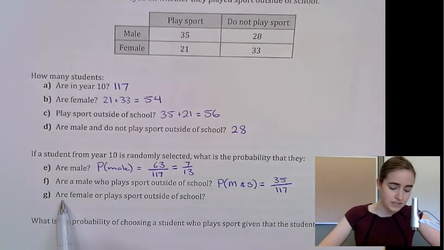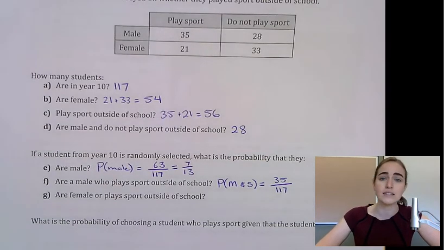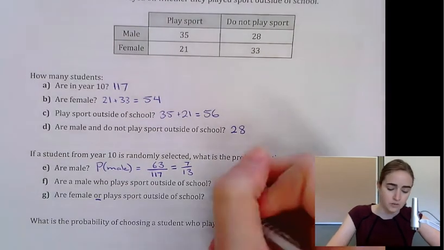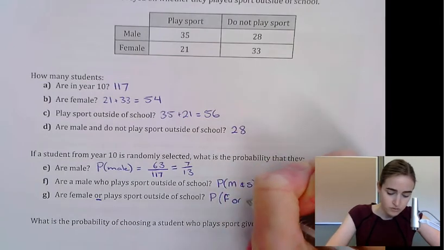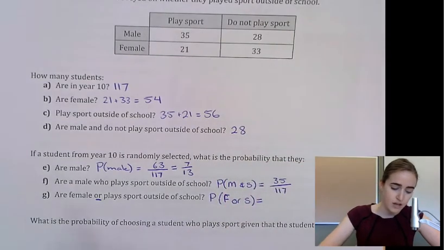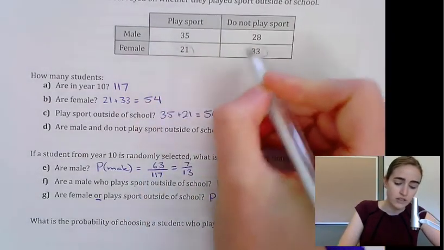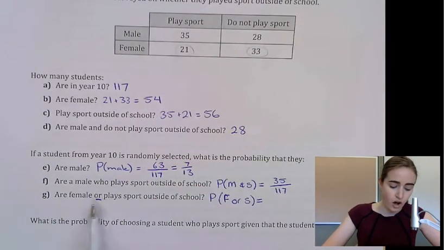And our last one is, what is the probability that they are female or play sport outside of school? So that or is really important. So the probability of female or play sport. So our female students, we have that 21 students and the 33, but we don't just want the female students. We want either they're female or they play sport.